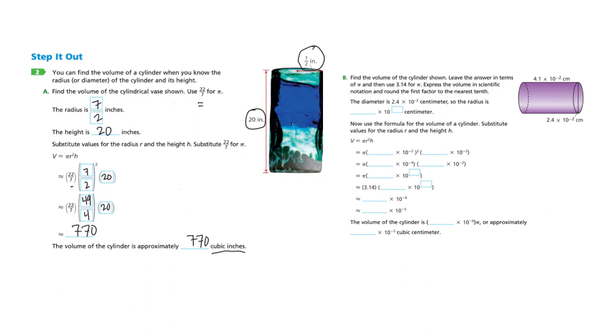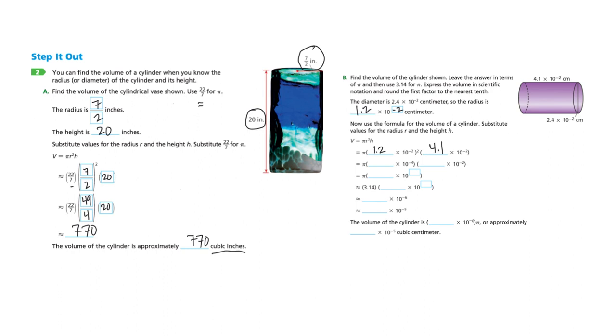So they say the diameter is 2.4 times 10 to the negative second centimeters. So the radius is half of that, so that would be 1.2 times 10 to the negative second centimeters. Now use the formula for the volume of a cylinder. Substitute values for the radius r and the height h. So pi times the radius, again we know that's 1.2 times 10 to the negative second, and the height is 4.1 times 10 to the negative second.